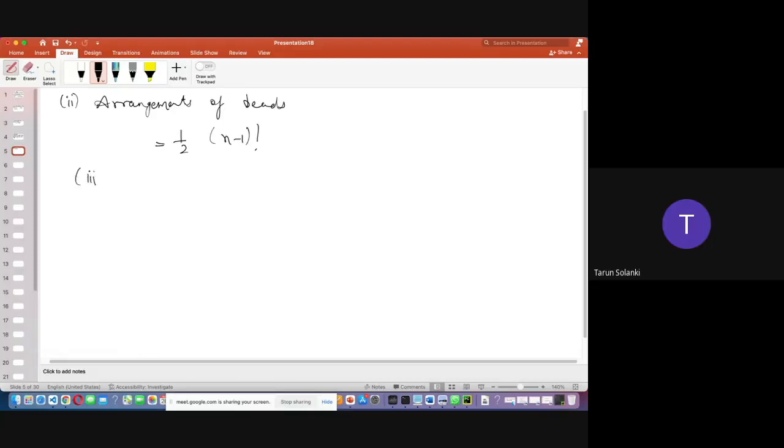One more case: the number of circular permutations of n different things taken r at a time. There will be two cases. If clockwise and anti-clockwise orders are taken as different, then the required number of circular permutations will be nPr by r. And case 2, if clockwise and anti-clockwise orders are taken as not different, then the number of circular permutations will be nPr by 2r.